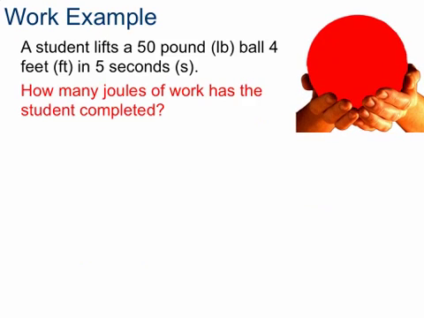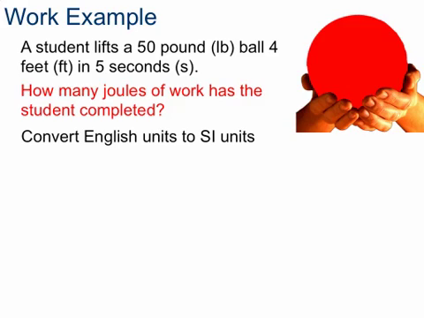There, that person just did some work lifting that red thing, whatever that is. A 50-pound red ball, 4 feet in 5 seconds. Okay? So he lifts that 50 pounds, 4 feet, 5 seconds. We were just talking about joules, and that's all SI terms. Everything they gave us was in English terms, so we've got to do some conversions here.